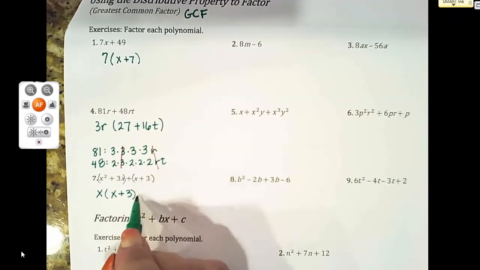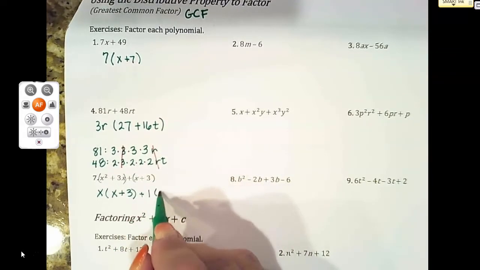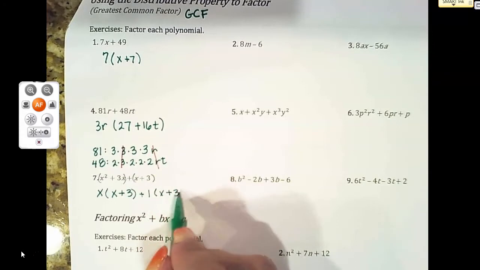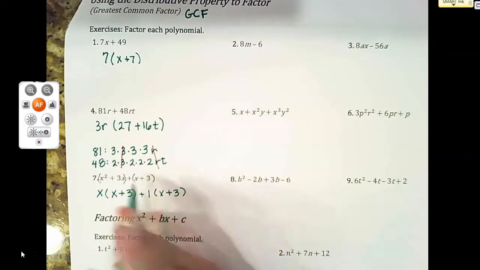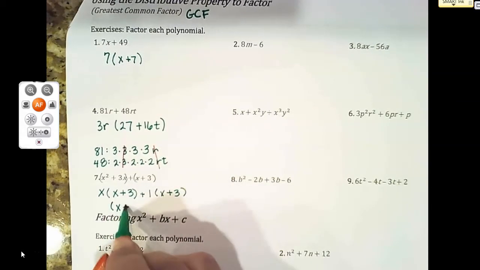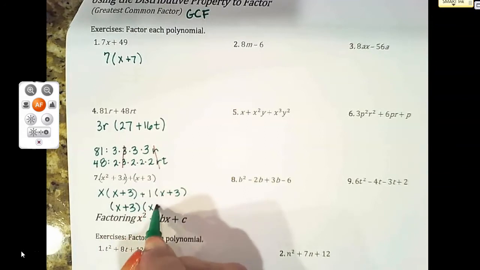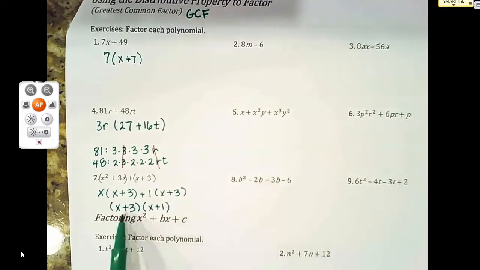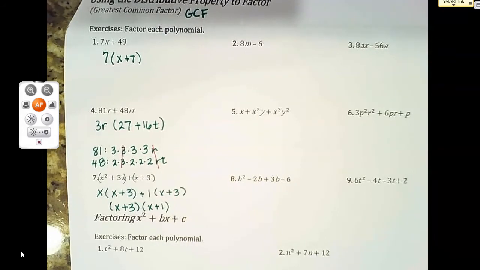And the next 2 don't have anything, so I say they just have a GCF of 1, but then what's left over, here's where the magic happens. When I have a match in my parentheses, I can bring that down, and then I can create another binomial out of what's left over. So this one actually factors into a product of binomials. And numbers 8 and 9 are going to follow that same type example.